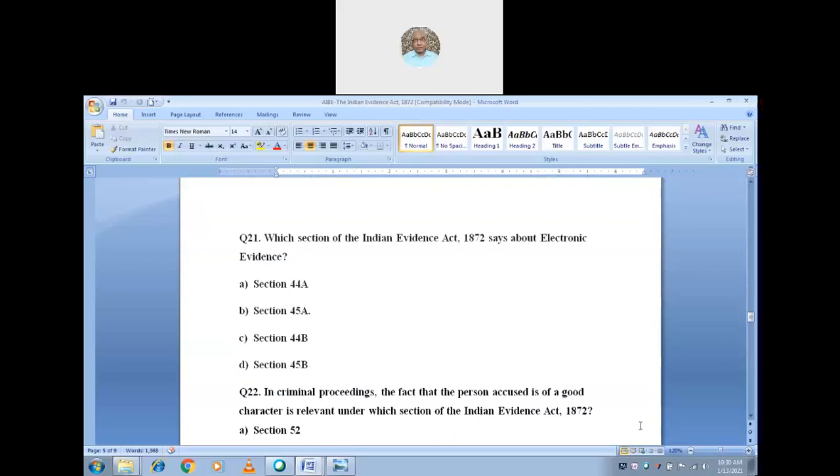The answer is Section 45A. It says that electronic evidence can also be taken into consideration now, because of this pandemic. Even virtual classes, virtual hearings and virtual evidence are taken into consideration because of the advancement of IT, that is, information technology. Now it can be taken as usual, even without corroborative evidence. So that is the reason we say Section 45A.